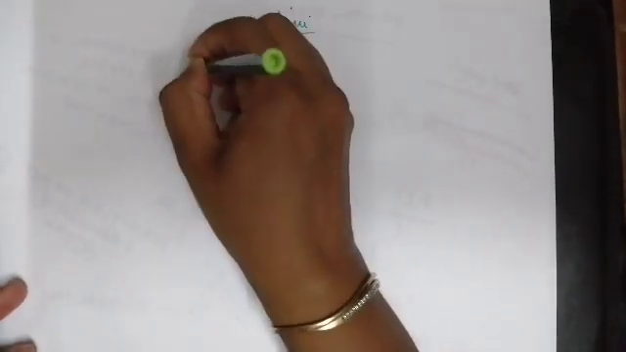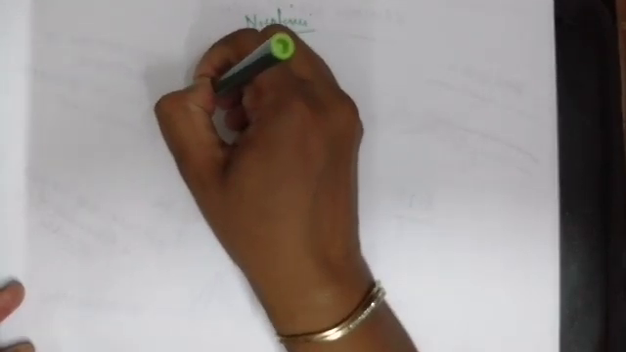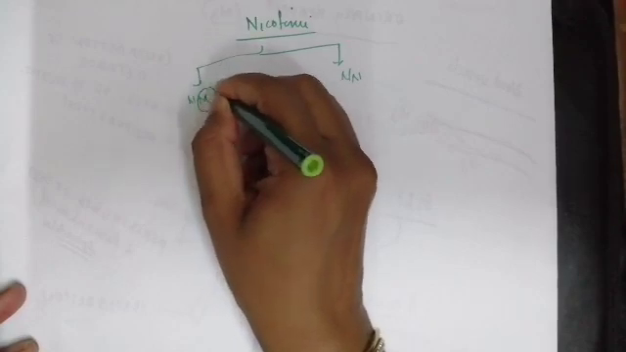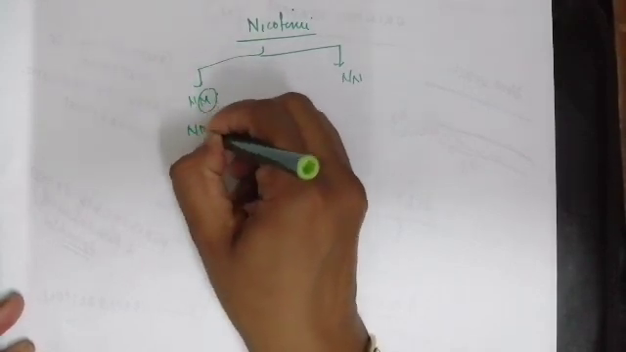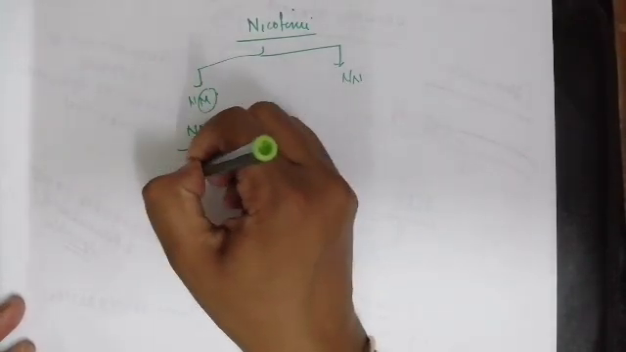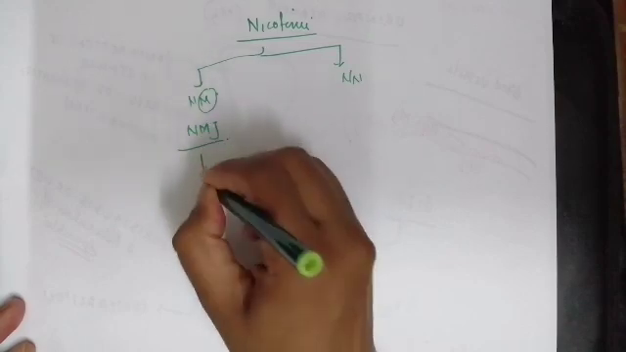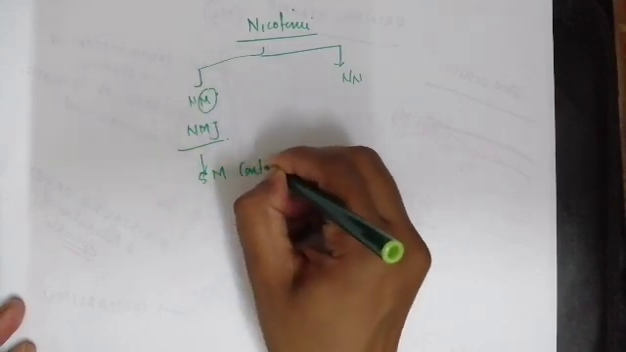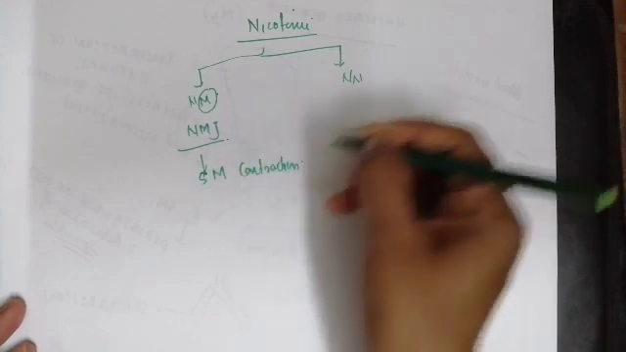Sorry, I missed out one point here. We should also discuss the nicotinic receptors. We have discussed that they are of two types, NM receptors and NN receptors. NM is present in the neuromuscular junction. So acting via the NM receptors, acetylcholine causes skeletal muscle contraction.